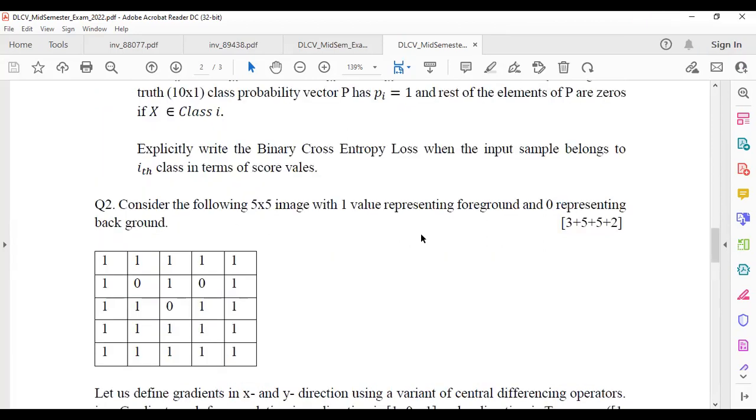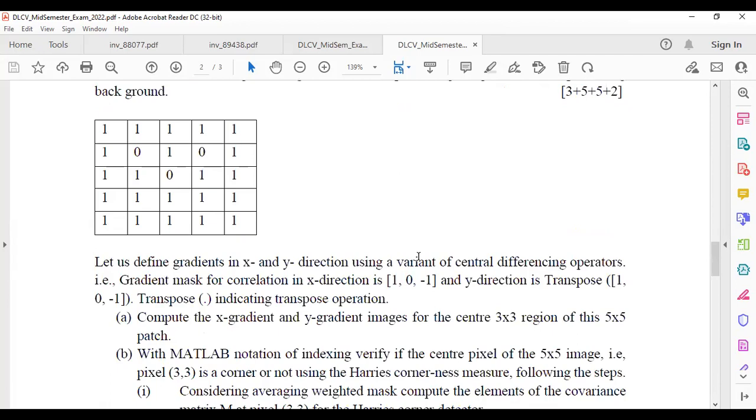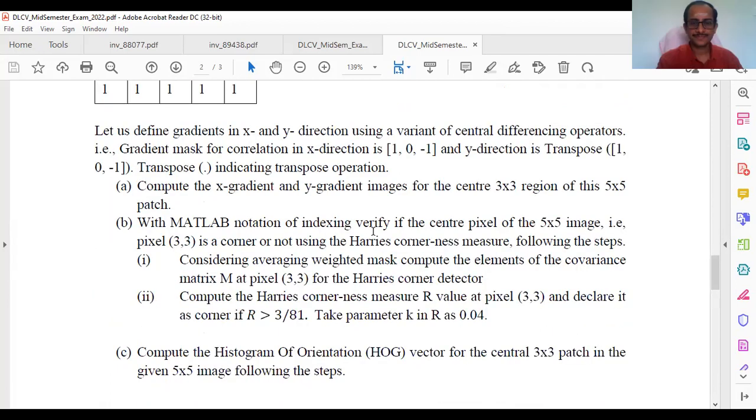In the first question, B part, weighted average. Do we need to consider weighted average? So instead of a direct average, you have considered a 4, 2, 2, 1 kind of weighted average? That's not a problem. See, even if you consider it, it's okay.